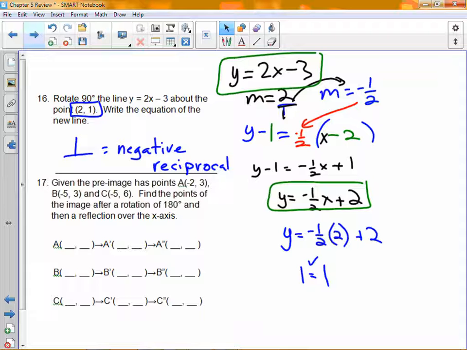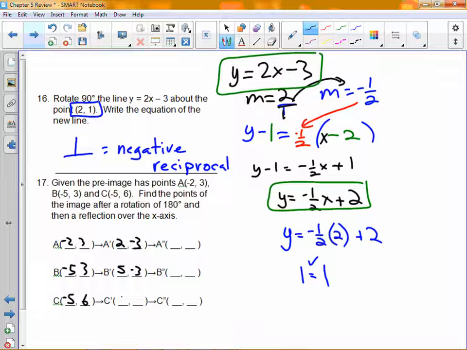17, given the pre-image has the points A (-2, 3), so I need to come down here and plug in my A of -2, 3, and my B of -5, 3, and my C of -5, 6. Find the points of the image after a rotation of 180 degrees. Again, 180-degree rotation means that I'm going to take these numbers right here and take the opposite of both of them. So this is going to go to 2, -3. This is going to go to 5, -3. This is going to go to 5, -6.